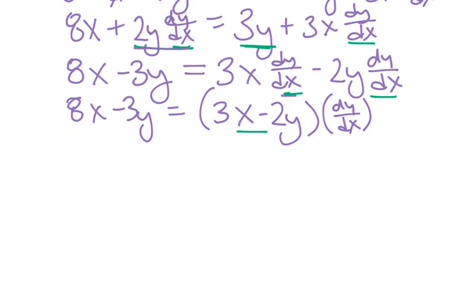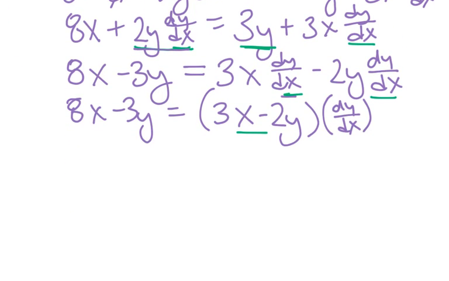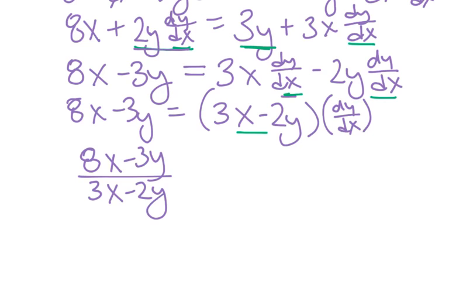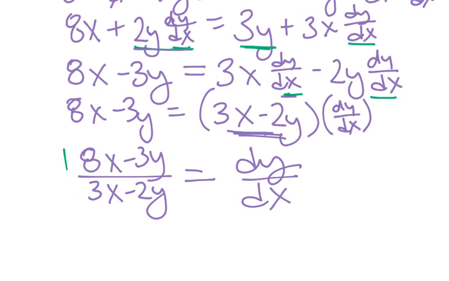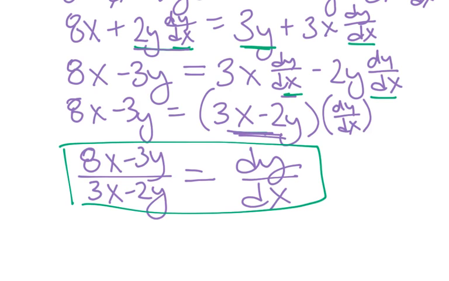So let's move this up a little. Divide both sides by 3x minus 2y, I get 8x minus 3y divided by 3x minus 2y equals, and since I've divided both sides by this expression, that expression on this side will disappear, and I end up with dy over dx. Okay, so that's our answer to part A. That is the derivative. dy/dx is equal to 8x minus 3y over 3x minus 2y.